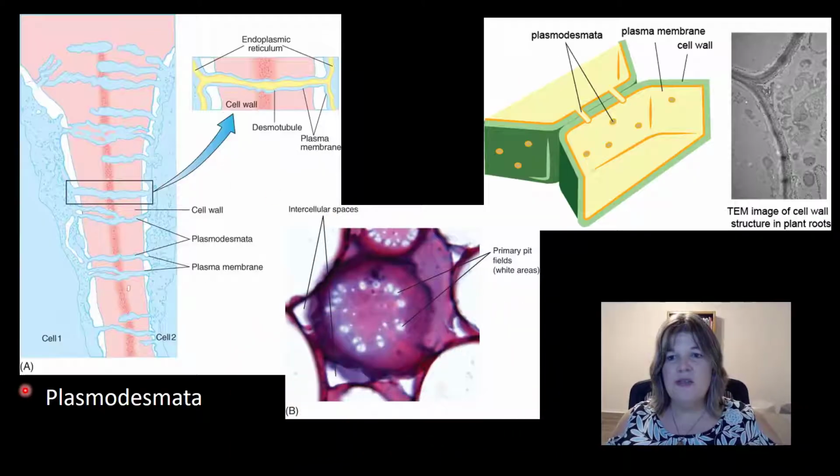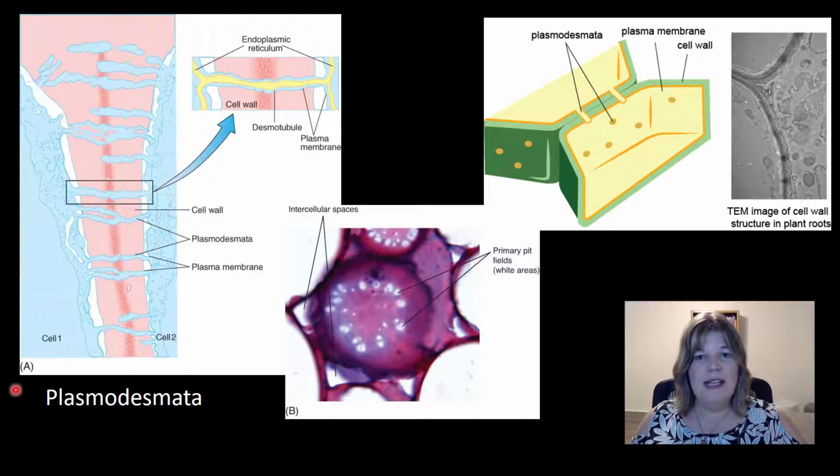So how do plants communicate? Plant cells are interconnected by small channels called plasmodesmata. The plasma membrane passes through them and creates a contiguous membrane from cell to cell. A small stream of cytosol and a section of ER also passes through them. They can occur singly or in clusters called primary pit fields.